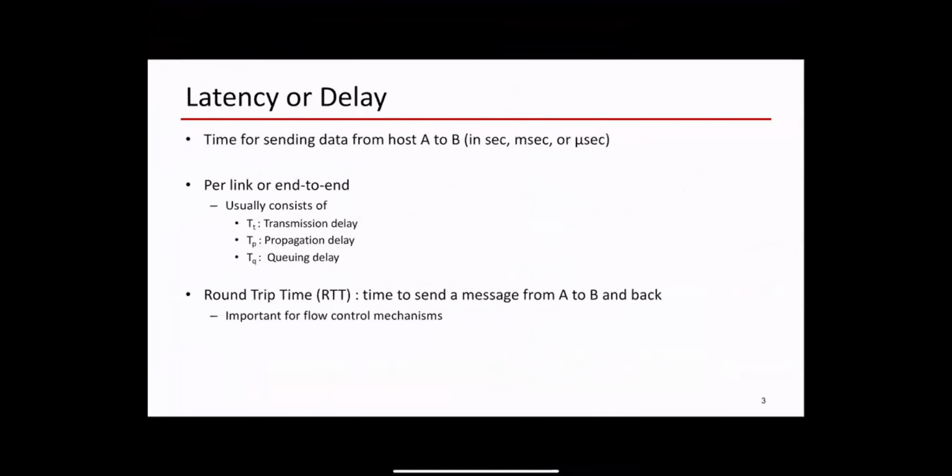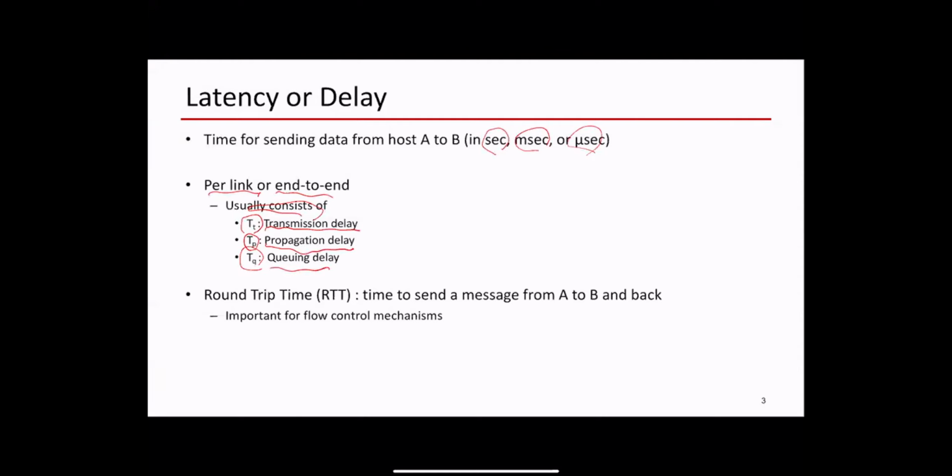Okay, so let's talk about latency and delay. What is latency? Latency is the time for sending data from A to B, how long it takes. In a network we use seconds, milliseconds, or microseconds. If your network is sensitive enough, it may be nanoseconds. Per link or end-to-end, it usually consists of TT, TP and TQ. TT is the transmission delay, TP is the propagation delay, and TQ is the queuing delay.